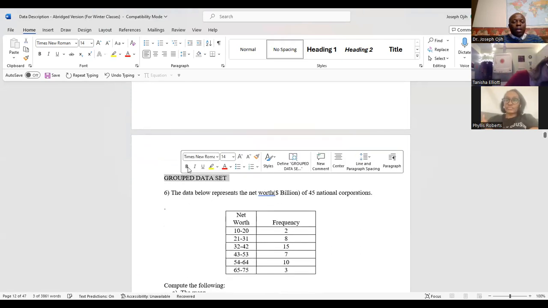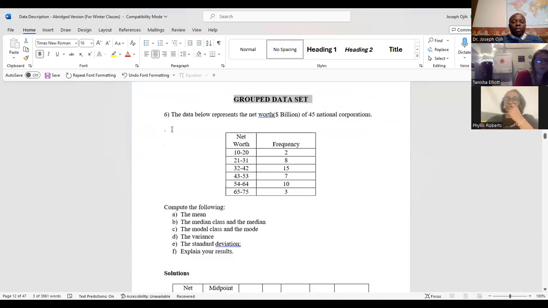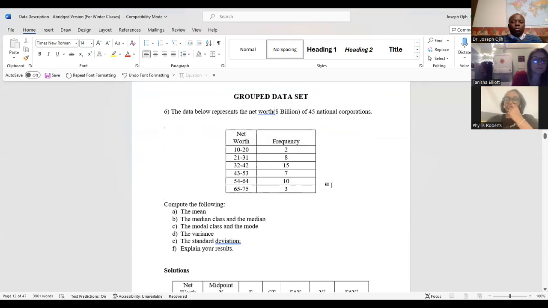That is finding the mean, median, and mode for group data sets. We did this, how to find the mean, median, mode, variance, and standard deviation for ungrouped data before, but this time around we're looking at grouped data sets. So the majority of the work will be estimates since they are grouped. Now, we use an example to show it. It says here that the data below represent the net worth in billions of 45 national corporations.